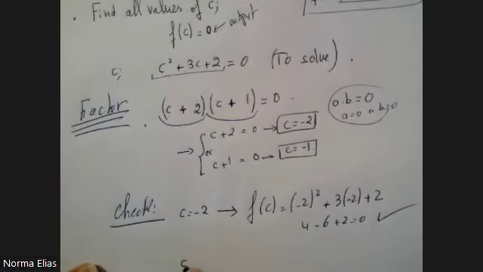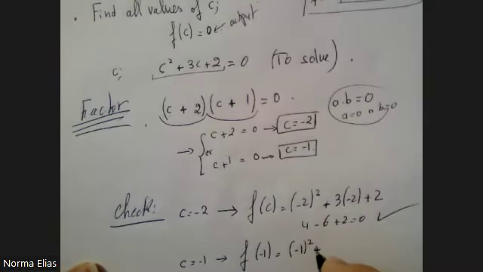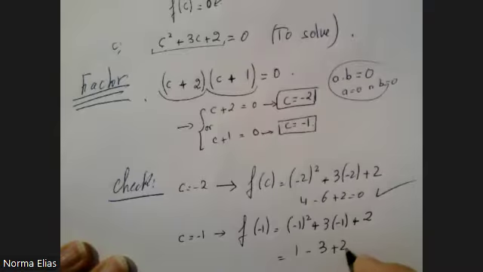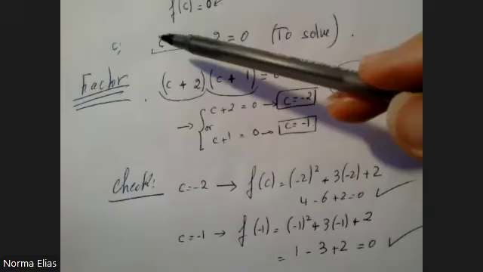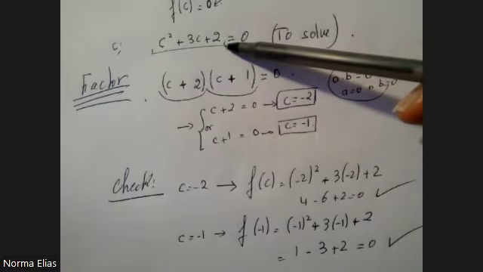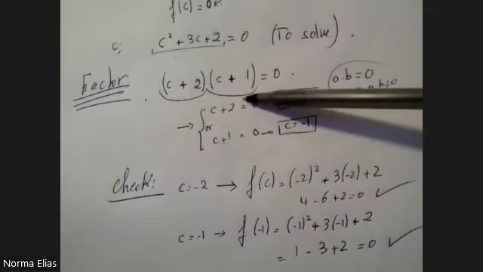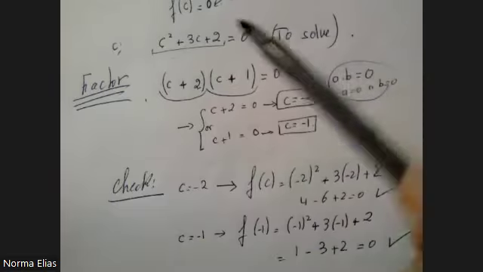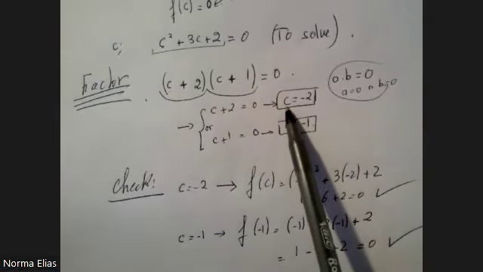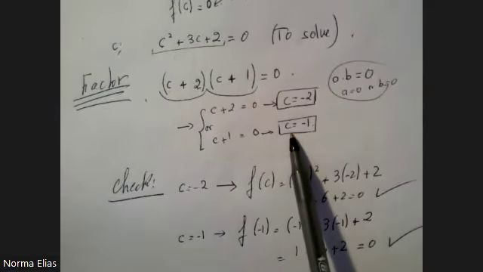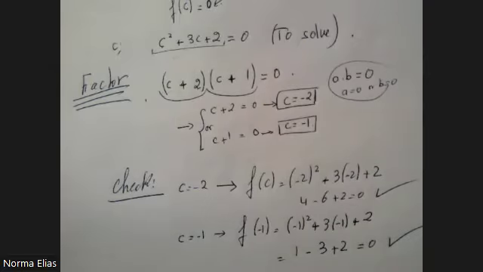Now, let me check if minus 1 makes f of c 0. What is f of minus 1? It is minus 1 squared plus 3 times minus 1 plus 2. That's 1 minus 3 plus 2, which is equal to 0. Check. So whenever I have c squared, c, and a constant, the only way we're going to be able to solve is to factor and set it equal to 0. Once we do that, the product is 0 if the first factor is 0 or the second factor is 0, and then we can solve the equation.